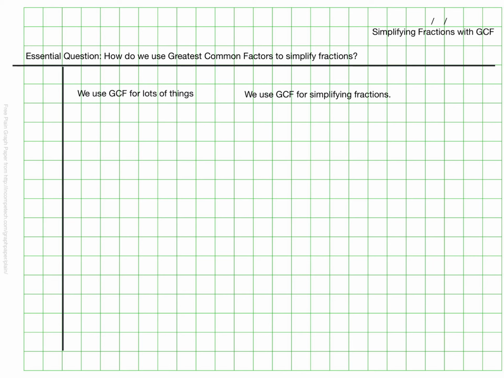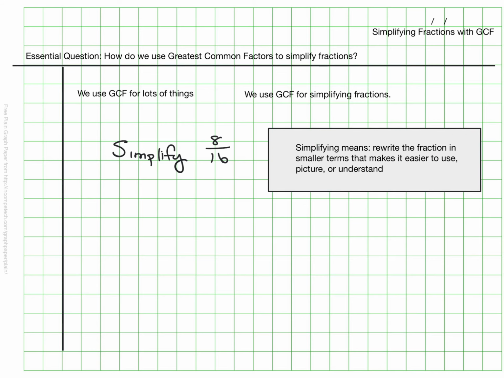We've been working recently with finding the greatest common factor, and one way that shows up again in a math class or when we're working with numbers is when we are talking about fractions. Sometimes you'll hear me say something like, simplify your fraction. Simplify the fraction 8/16. And that means I'm looking for another way to write that fraction in smaller terms.